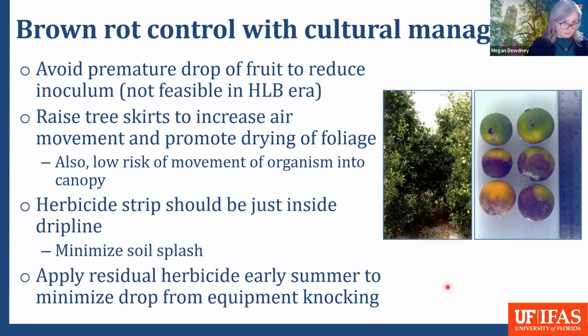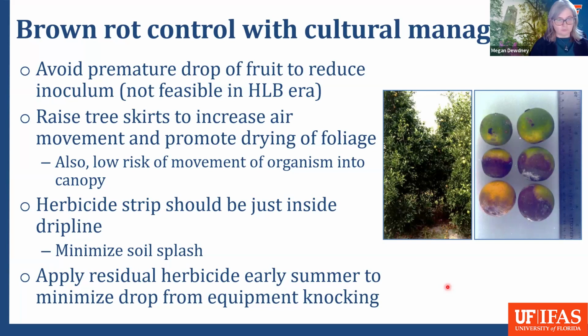Trying to avoid premature fruit drop is going to be a real challenge in the HLB era. But anything that we can do to reduce fruit drop, just to keep our fruit on the tree, is also going to help with brown rot. Raising our tree skirts, as I mentioned, increases air movement and promotes the drying of foliage.